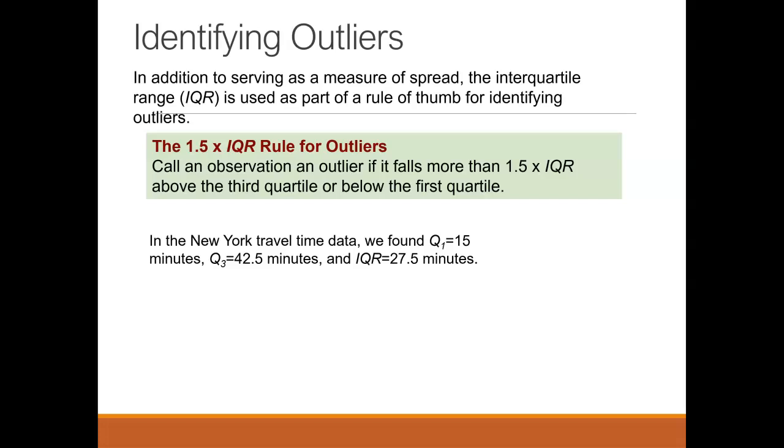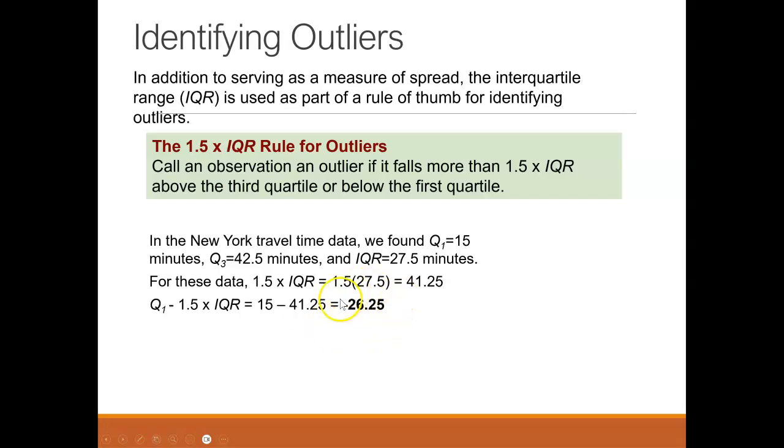So to check for outliers, I'm going to do Q1, 15, minus 1.5 times our IQR, 27.5. When I do that, I get negative 26.5. Well, our data is about time. Clearly, there's nobody having negative commute time. So there's no outliers that are too small for the data set, which is not surprising. When I looked at the data set, there were lots of 5 and 10-minute commuters on there.